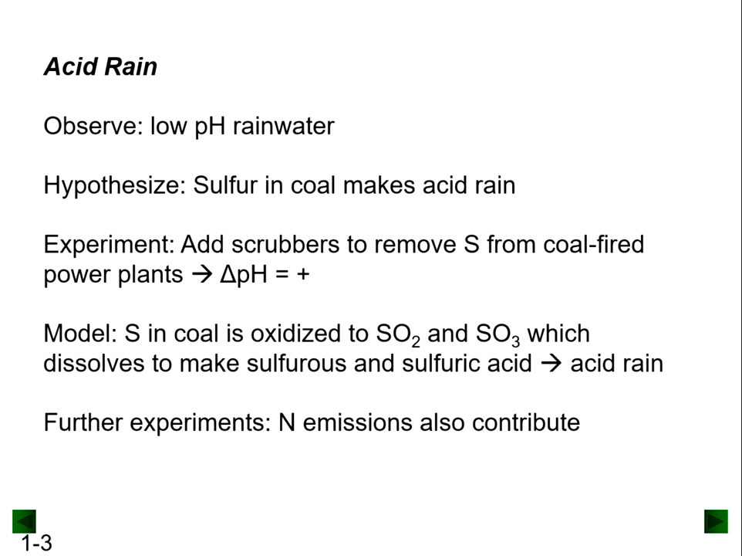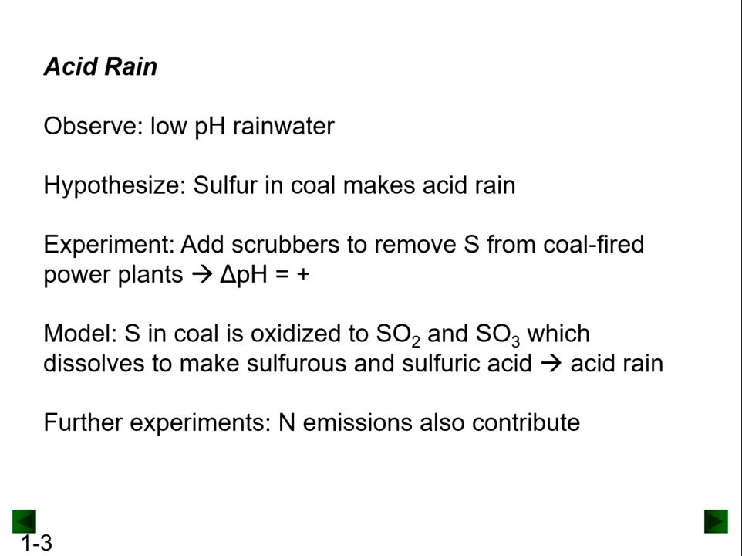So the basic model, which was a nice robust model to start off with, is that sulfur in the coal gets oxidized to sulfur dioxide and sulfur trioxide, which then goes into the atmosphere, and this dissolves in rainwater to make sulfurous and sulfuric acid, giving acid precipitation. And sulfur dioxide and sulfur trioxide are much stronger acids than carbon dioxide.